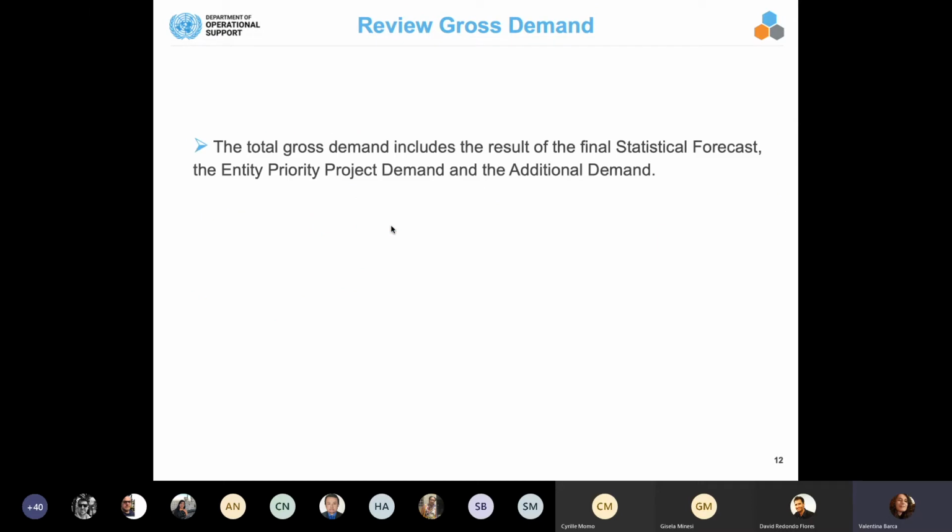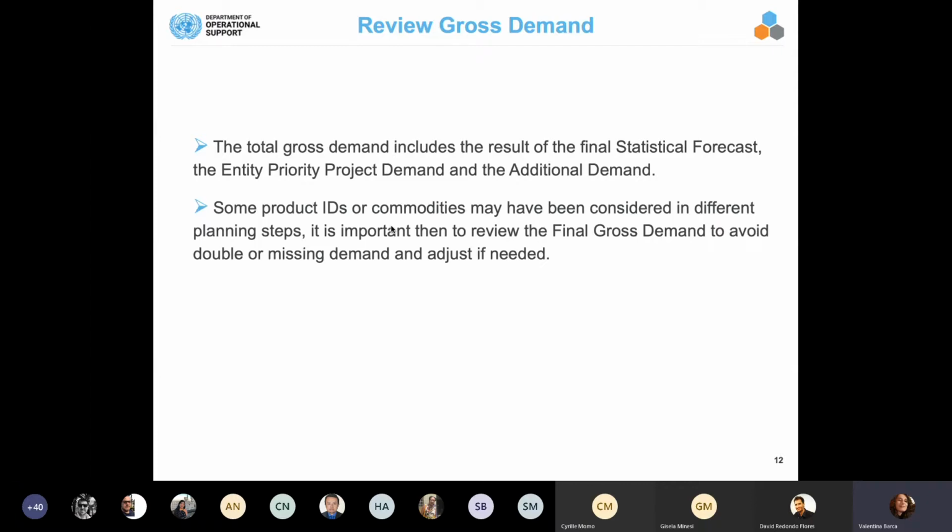Now again, the total gross demand, we know, includes these three elements. Some product ID or commodity may have been considered in different planning steps. And it's important to review the final gross demand to avoid double or missing demand, and adjust if needed.